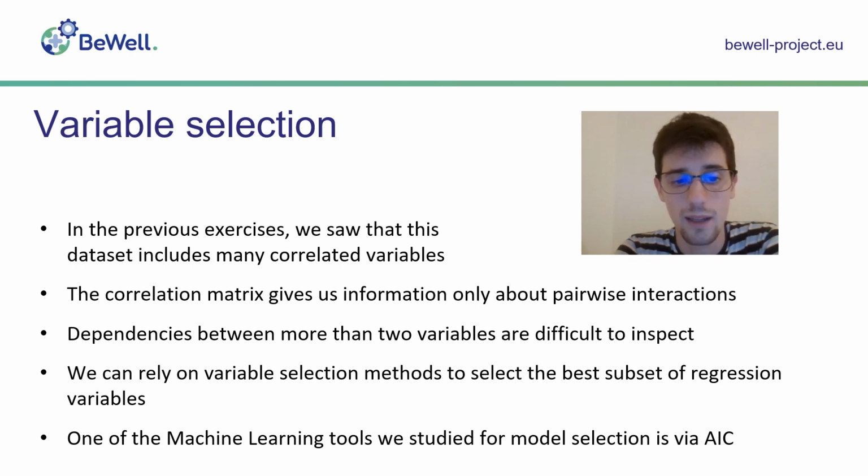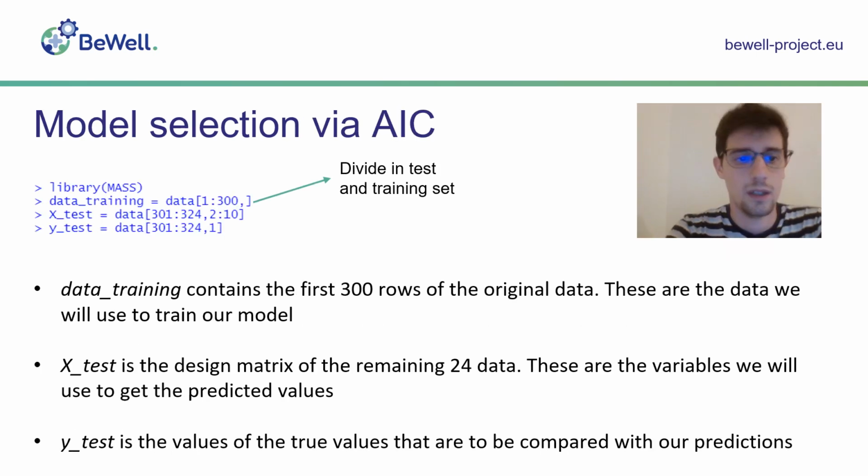If so, we can rely on variable selection methods to select the best subset of regression variables. And, among many possible solutions, a machine learning tool we studied for model selection is the Akaike Information Criterion, also called AIC. In order to perform the model selection using AIC, we need to load the MASS library.